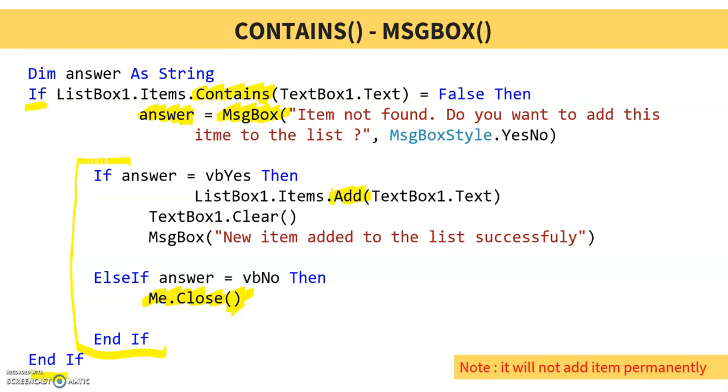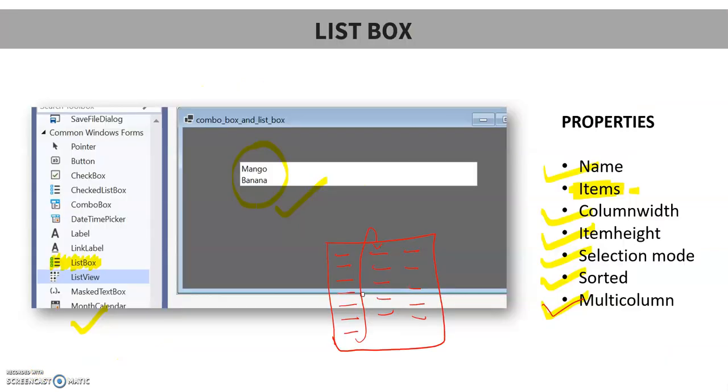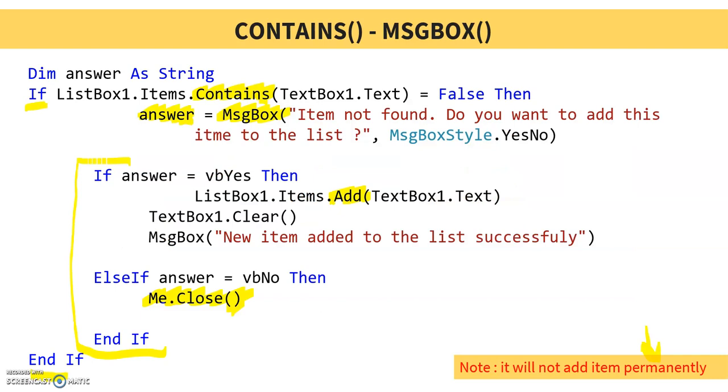One more thing, at runtime, when you run it and add an item to the list box, it will not add the item permanently. For that you need to write code, because right now we don't have a database, so we cannot store it permanently, but yes, you can write the code for it in the future. But for now, this is about the list box, right? So you can explore it more in your practical session.